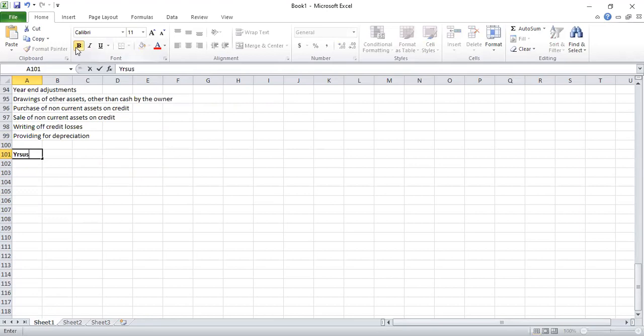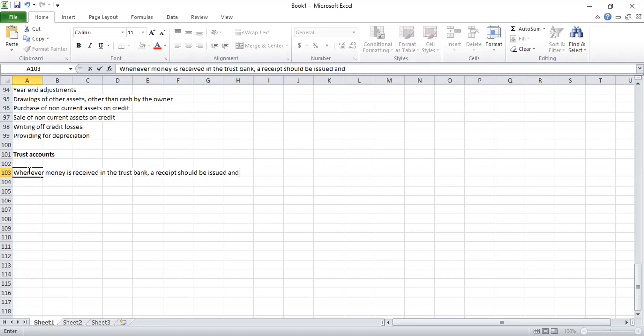Let us discuss just one or two things on trust accounts. Whenever money is received in the trust bank, a receipt should be issued, and it should clearly indicate the following.